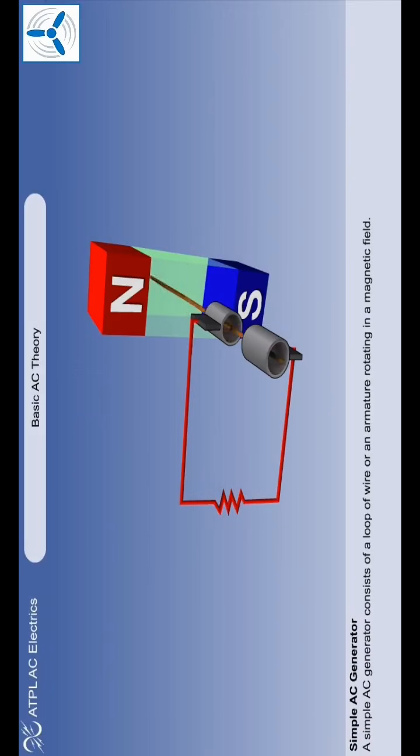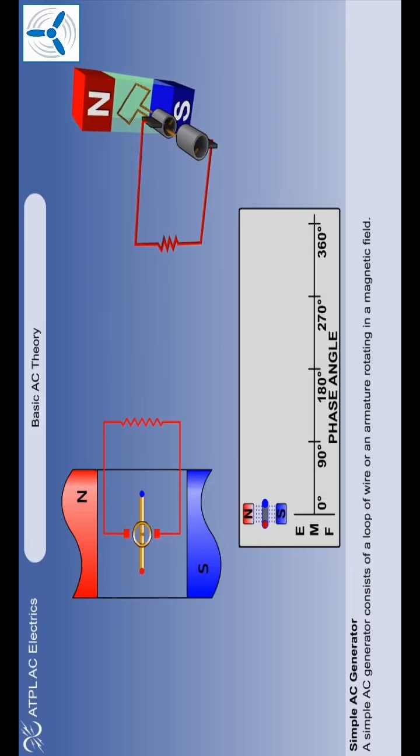A simple AC generator consists of a loop of wire or an armature rotating in a magnetic field. We will take a look at the simple generator as the armature rotates through 360 degrees to see what sort of voltage is produced. In the position shown here, the coil will initially be moving in parallel with the magnetic field, with a phase angle of 0 degrees, so no EMF will be induced.